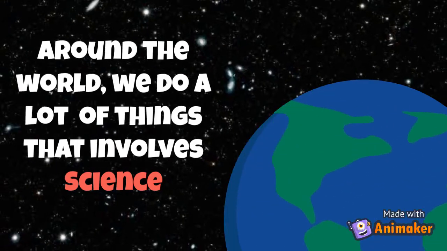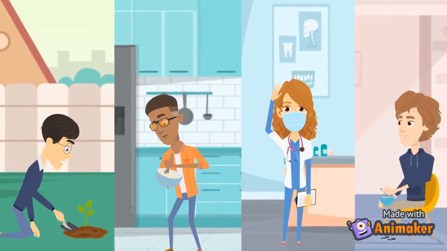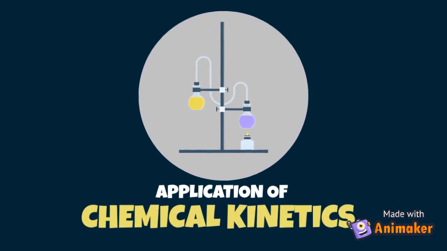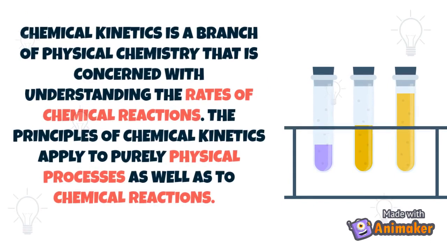Around the world, we do a lot of things that involve science. It can be planting, baking, performing medical operations, or even just digesting food. Now, let us dig deeper and discuss its relation to chemical kinetics. Chemical kinetics is a branch of physical chemistry that is concerned with understanding the rates of chemical reactions. The principles of chemical kinetics apply to purely physical processes as well as to chemical reactions.